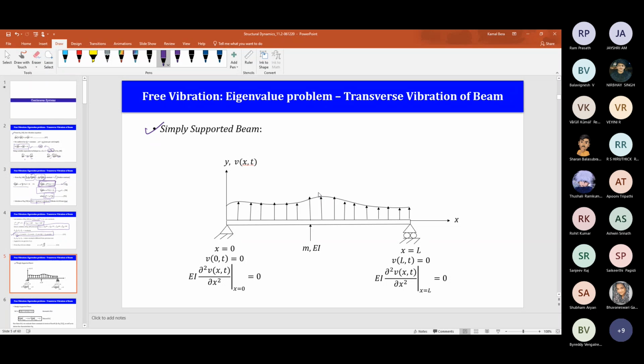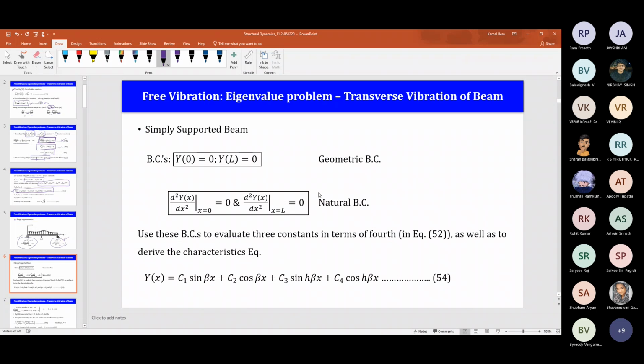Let's say the easiest one is the simply supported beam, in which both of the ends are pinned, as shown here, and these are the boundary conditions. These are the boundary conditions on the left hand, and this is the boundary condition at the right hand. That is very well known to you. Here the displacement and the moment are 0. I can categorize these as my geometric boundary conditions, and these as my natural boundary conditions, or force boundary conditions.